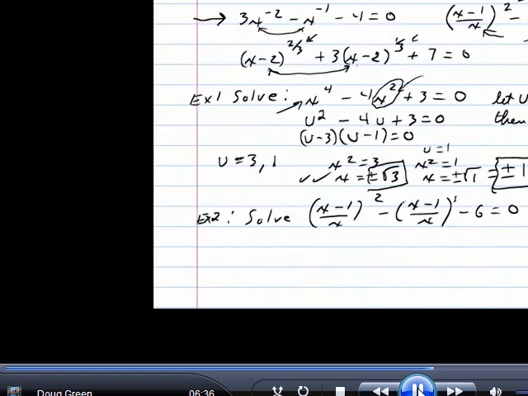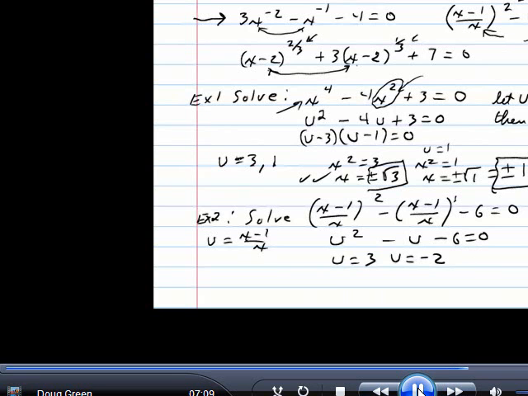Again, we go to our middle variable to define our u. So u we're going to let be x minus 1 over x, and then this becomes u squared minus u minus 6 equals 0. And if you go ahead and factor that and solve it out, you get u is equal to 3 and u is equal to negative 2. I'll leave you to solve that out. That's a very simple factoring problem.